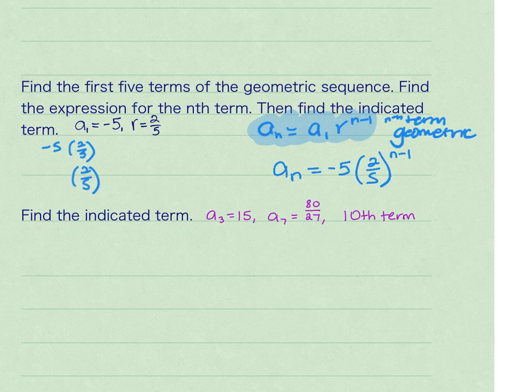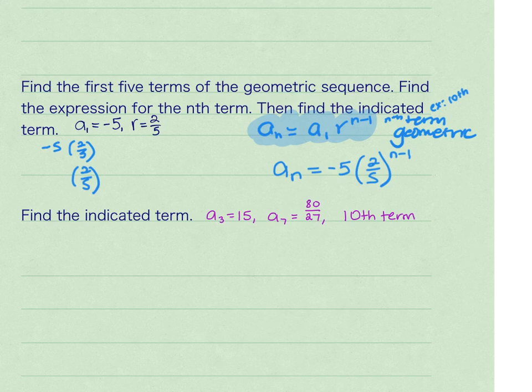And then if it asked for a specific term, if it said to give me the 10th term, then I would take 10 and plug it in. So it would say, like, 10th term. Now I'm taking 10 and plugging it in, and keeping it a fraction. Questions on that one?